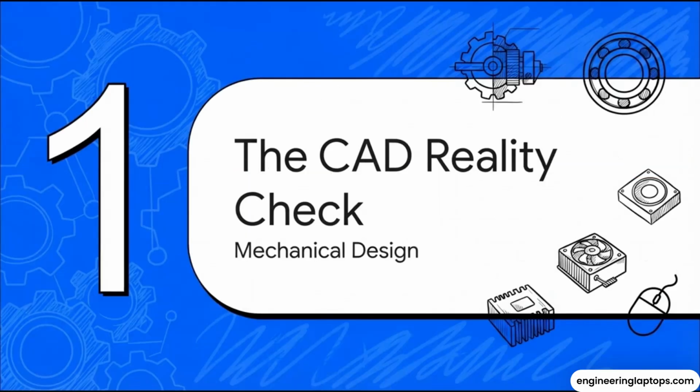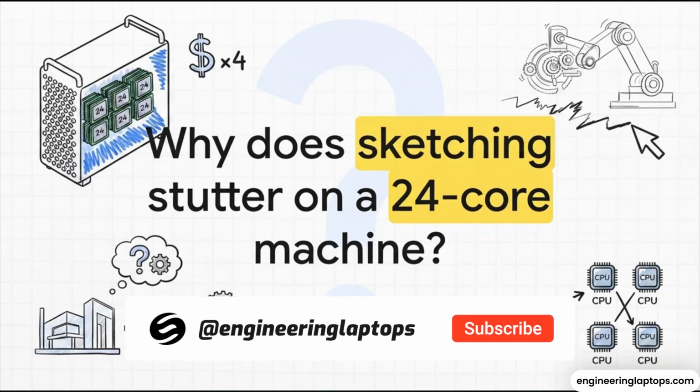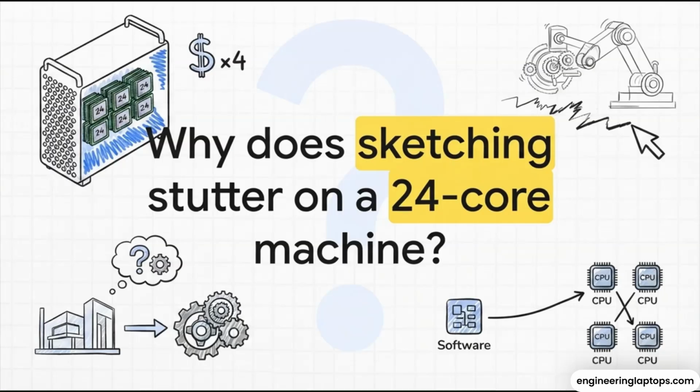So, section 1, the CAD reality check. Okay, let's dive into this. It's easily the most painful question in mechanical engineering right now. Why does dragging a single sketch line still stutter on a $4,000 24-core machine? I mean, it makes absolutely no sense until you actually understand what the software is asking the hardware to do. And strangely, almost nobody writing mainstream buying guides seems to grasp this concept.